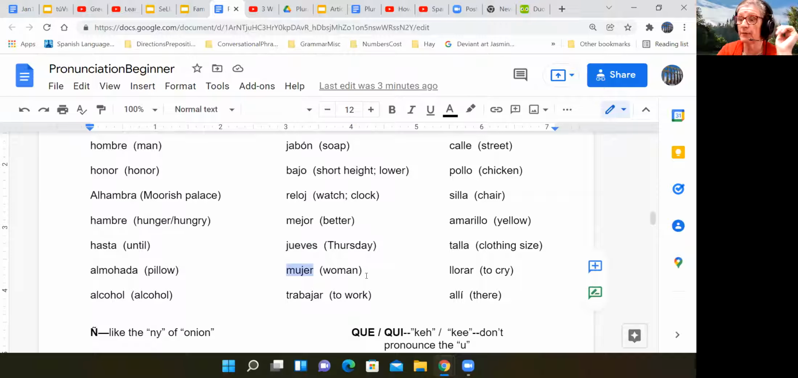Here's the word for a female grown-up person. Mujer. By the way, people also use the word mujer for wife. If somebody introduces somebody to you, es mi mujer. She's my woman. They really mean that's the wife. Okay. Mujer means woman. It means wife. And here's the word for to work. Trabajar.